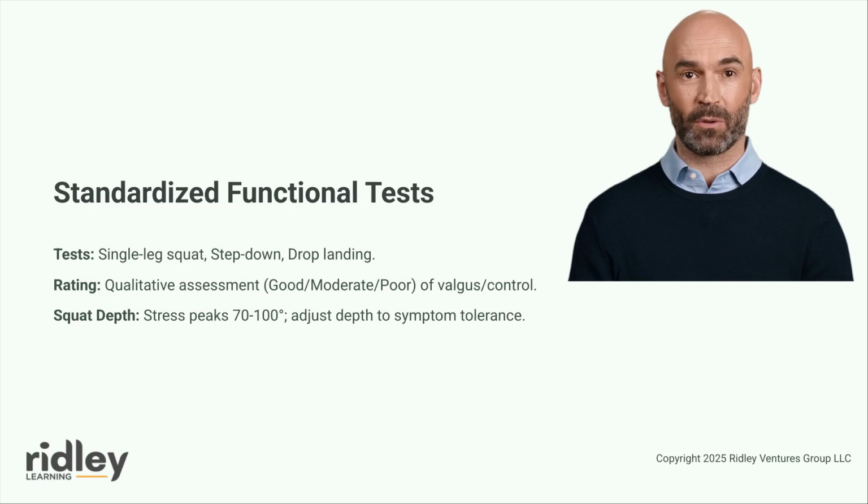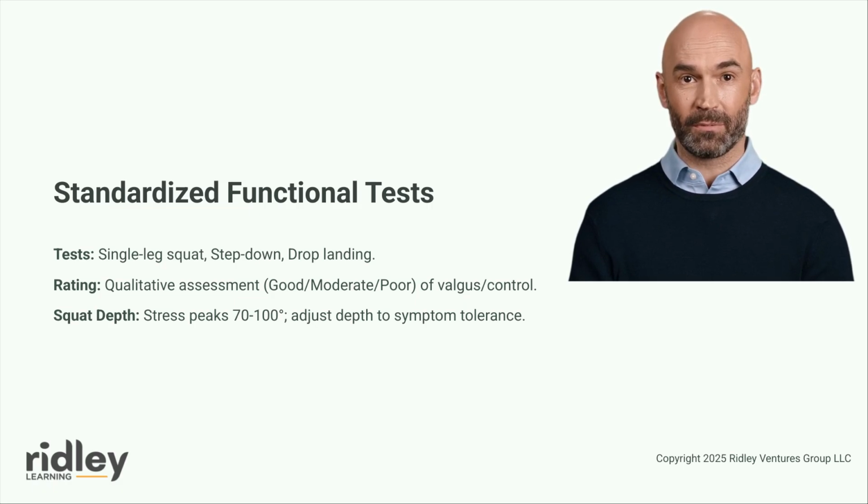Observation during bodyweight squat includes assessment of squat depth achieved, symmetry of weight distribution, trunk position, and frontal plane knee alignment. Limited squat depth may indicate ankle dorsiflexion restriction, hip flexor tightness, or avoidance behavior related to pain. Asymmetric weight shifting suggests compensation for unilateral symptoms or strength deficits.